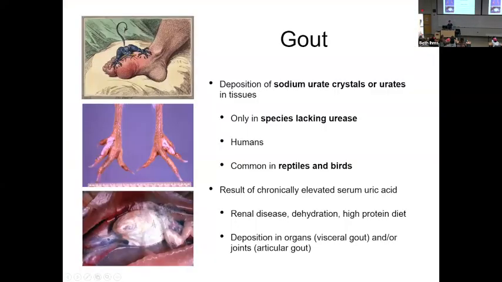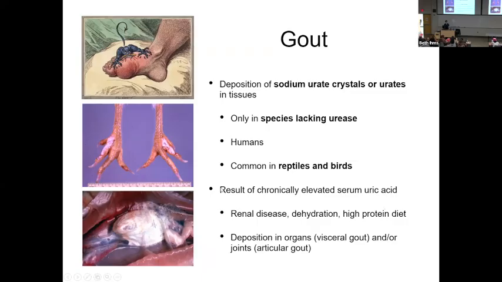Okay, gout. We do have some gout for you upstairs today. This is deposition of urates, so urate crystals. You only see this disease in certain species that lack the enzyme that breaks urate down, so uricase. Humans, non-human primates, reptiles, birds, those are your gout species. Other species are not susceptible to gout unless they have some weird genetic mutation in their uricase. This is the result of chronically elevated uric acid in the serum.